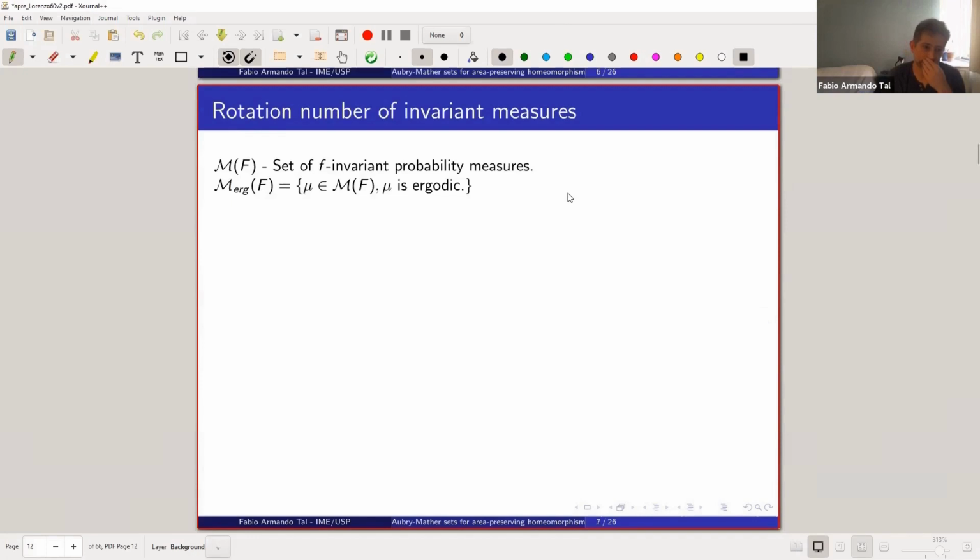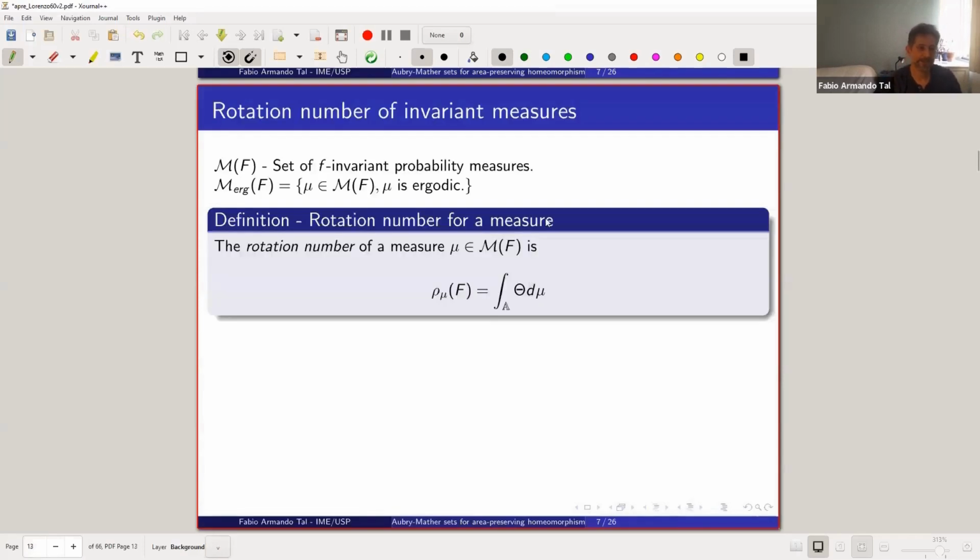And what I'm going to do here is try to do rotation theory and see how many different ways I can see rotation from different objects. So I start by taking my dynamics and the set of F invariant probability measures. Then I have the set of ergodic probability measures, which are invariant by my dynamics. And I can define the rotation number of a measure.